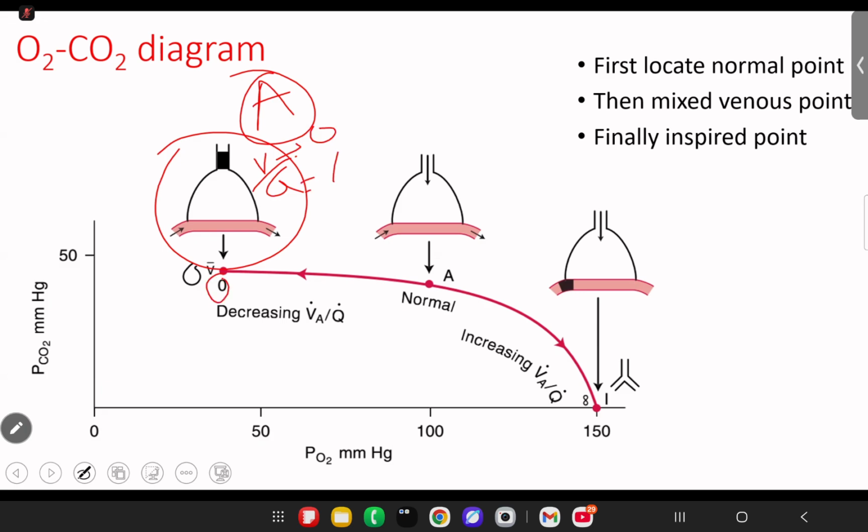So what you do is you take your normal carbon dioxide of 45 and you get an oxygen of 40 here, 45 or 40. You take that value and draw that value over here. And you take this one. This one is, what is this? What is B? Shunt, VQ mismatch, dead space, normal. What is this B?